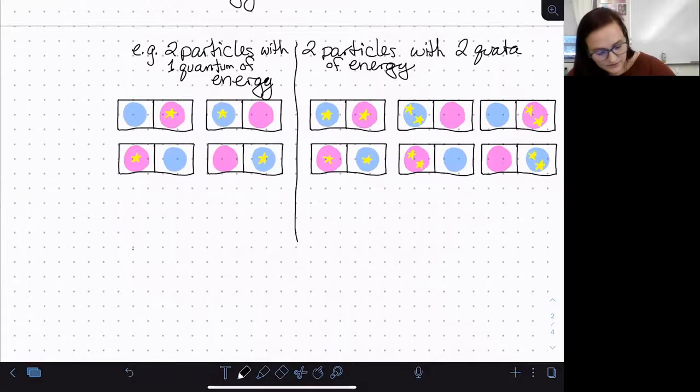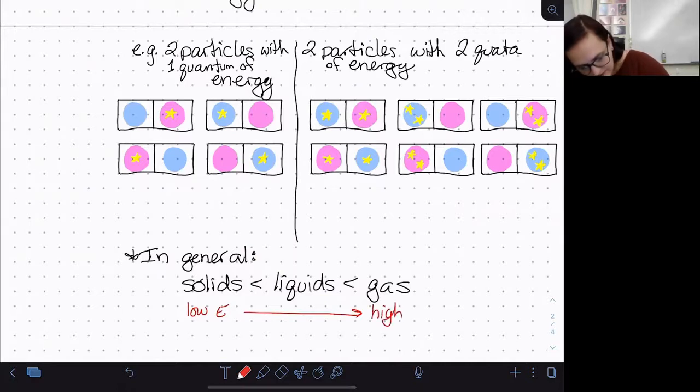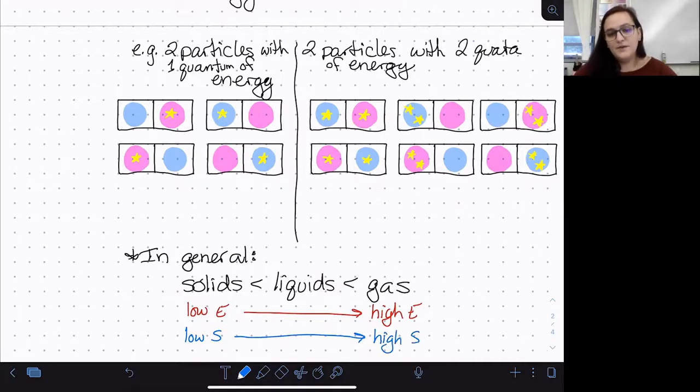in general, solids are lower in energy and therefore entropy than liquids, which are lower than gases. So this is going from low energy to high energy, and therefore low entropy to high entropy for these states of matter. So if we're looking for how the entropy is changing in a chemical reaction, we can look to the states of matter for a clue as well.